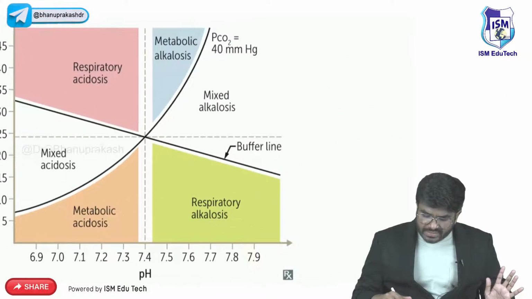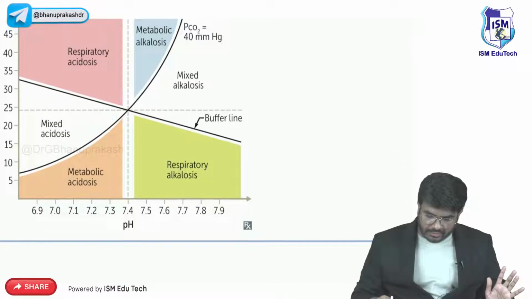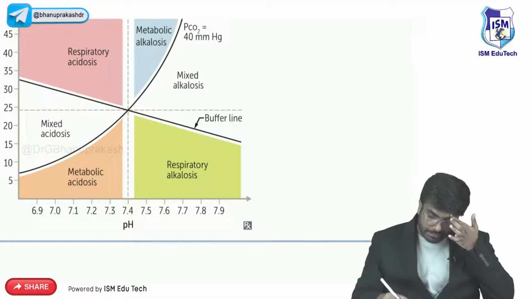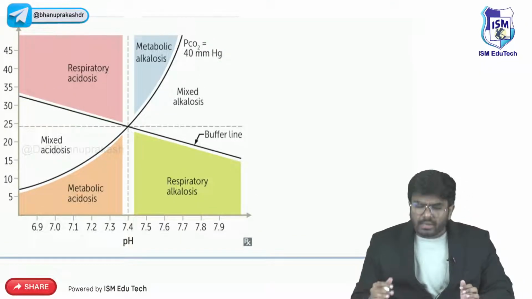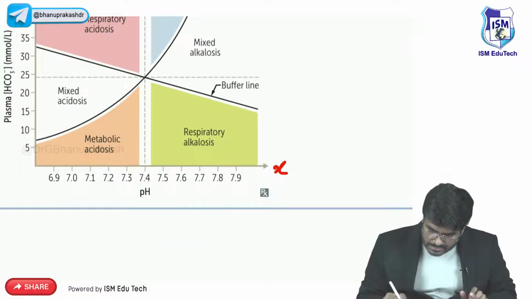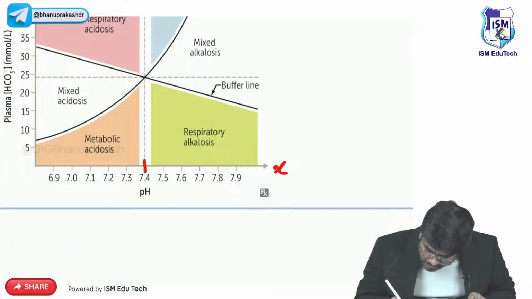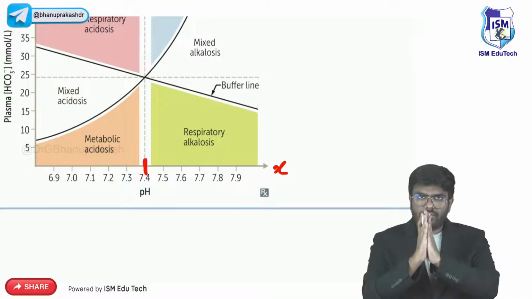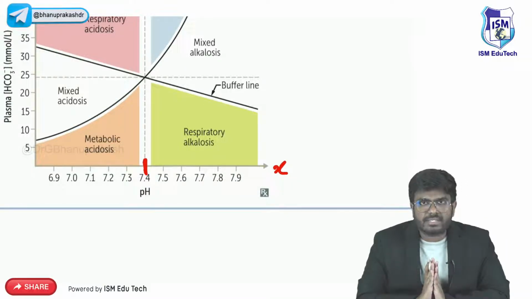And in some of the Indian exams, they will give you this chart. This is called a Davenport's diagram. See this Davenport's diagram. First, concentrate on the x-axis. See, this is the median, 7.35 to 7.45. This is the normal range. The 7.4 here I am giving is the normal pH.